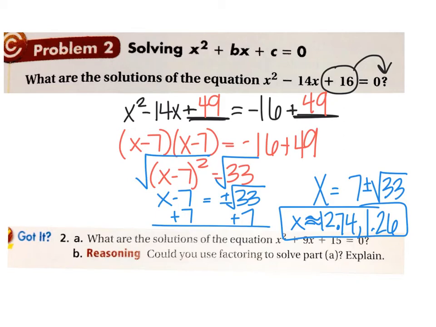Okay, so got it, number 2. I want you to pause the video and try to do it on your own. Watch example 2 again if you need to, and you probably will need to. And then I'll show you the answer, but when you turn this in, you've got to show me your work or you will not get credit for it.